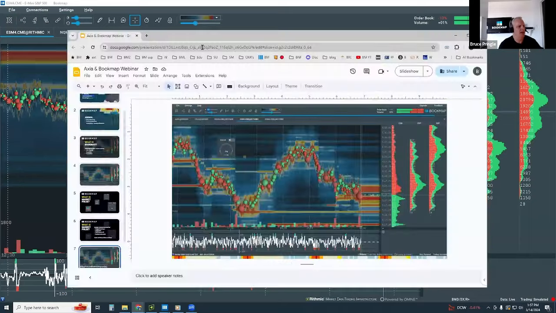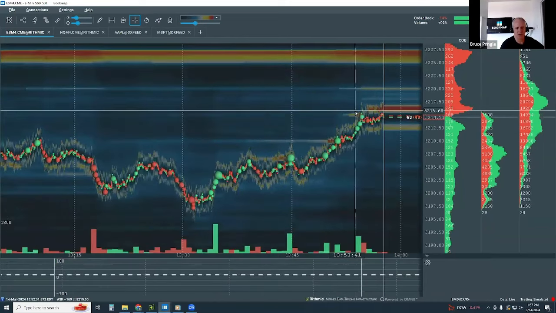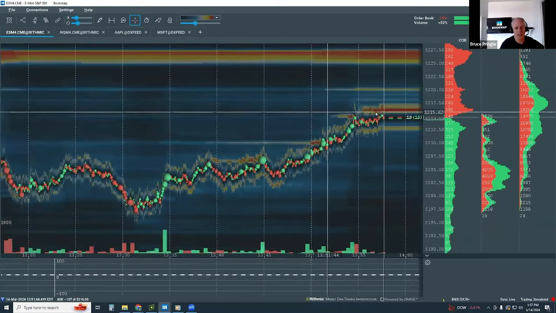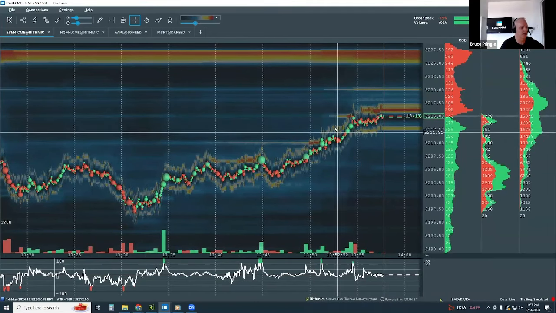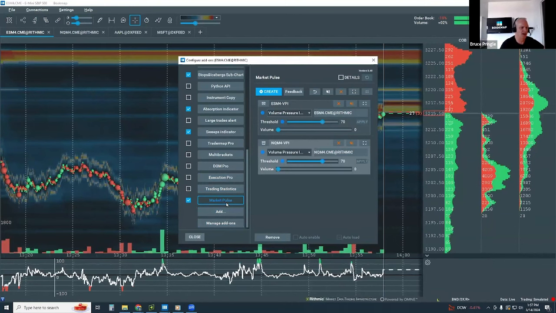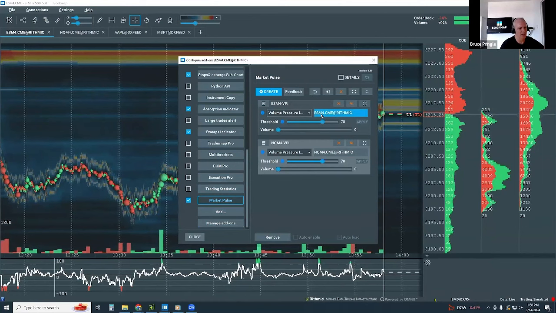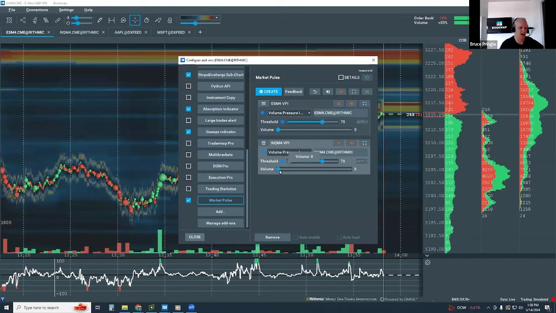All right, I'm going to exit the slides for a moment, and I want to show you the Market Pulse tool. Then I'll show you a few use case scenarios, or we can even potentially get some from the live market as well. Anyway, it's up here. Click on configure add-ons. Here is our Market Pulse add-on. You can see I have two open right now. One is volume pressure imbalance for the S&P E-mini, and another is the same volume pressure imbalance, but for the NASDAQ. I have a threshold, and I also have a volume to hear that sound when it comes in.